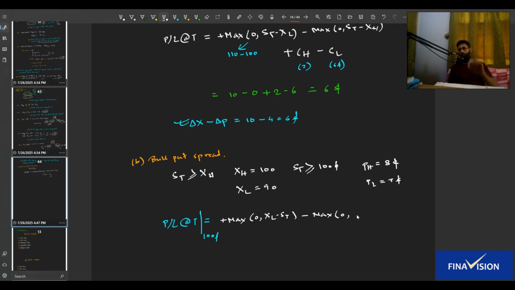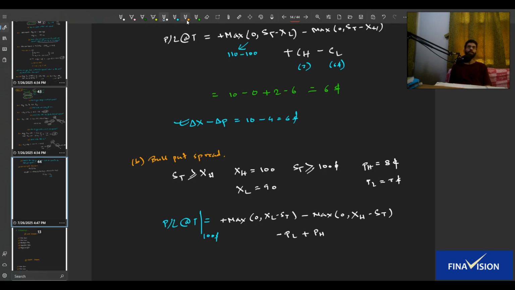If you do it with me, it will be better to understand. Otherwise, if you just watch it, it might get a little confusing because we are using a lot of terminology here, which is complicated when you're listening, but when you're doing it, it's much easier. So it's better you practice it a couple of times. Again, we have bought the lower strike, so minus PL. We have sold the higher strike, plus PH.